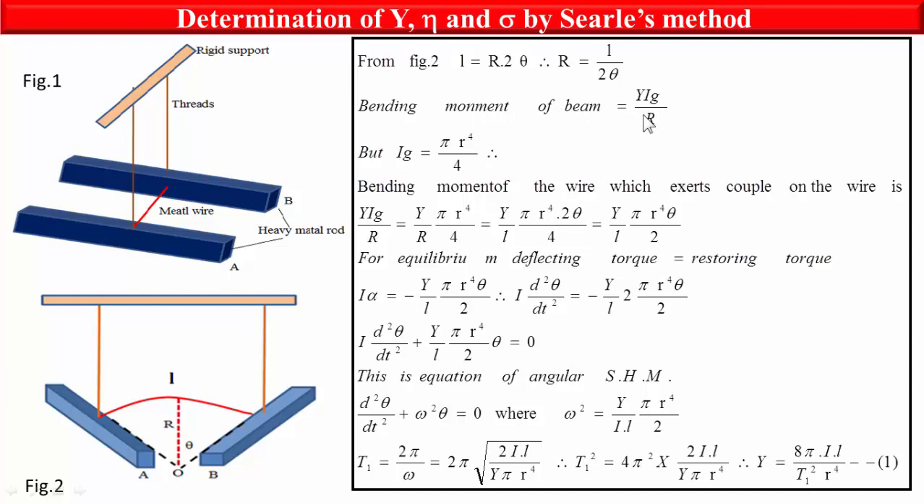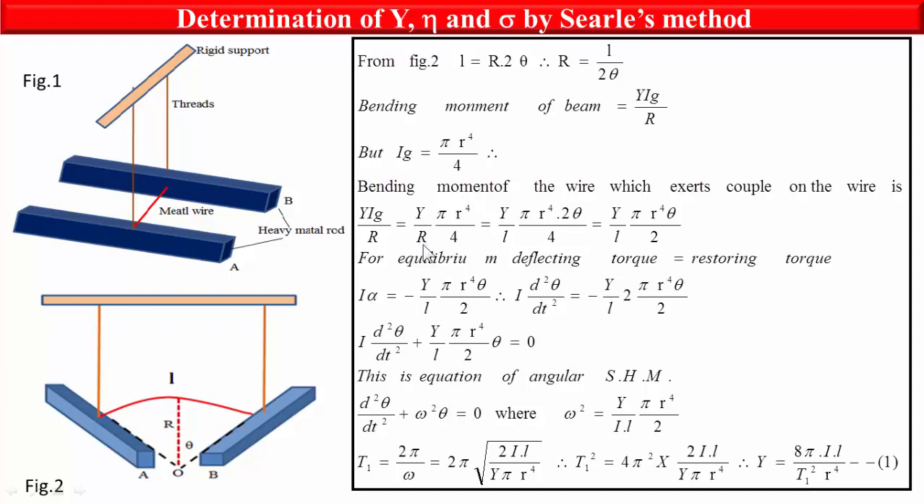Here Y represents the Young's modulus, Ig represents the geometrical moment of inertia of the wire, and R represents the radius of curvature. But the geometrical moment of inertia of the wire Ig is given by pi r raised to 4 upon 4. Therefore, we write the bending moment of the wire which exerts a couple on the wire is given by Y Ig by R, or Y upon R into pi r raised to 4 upon 4.